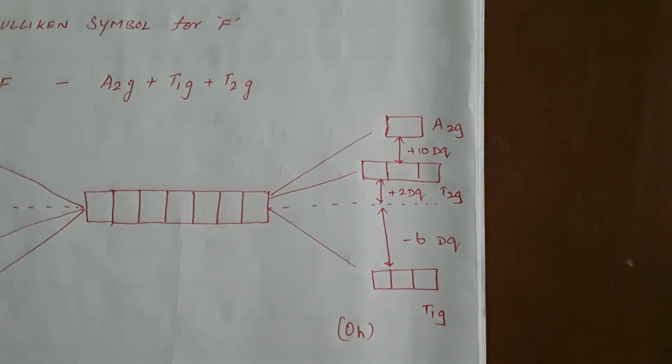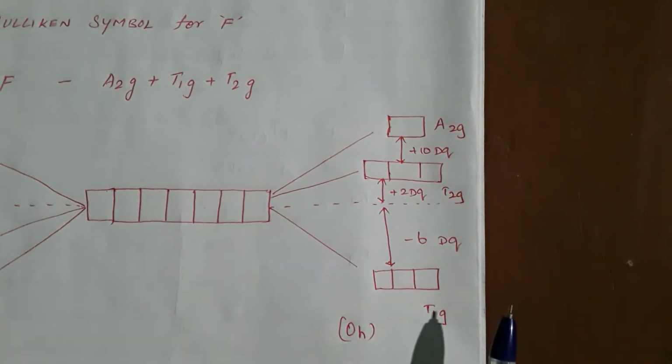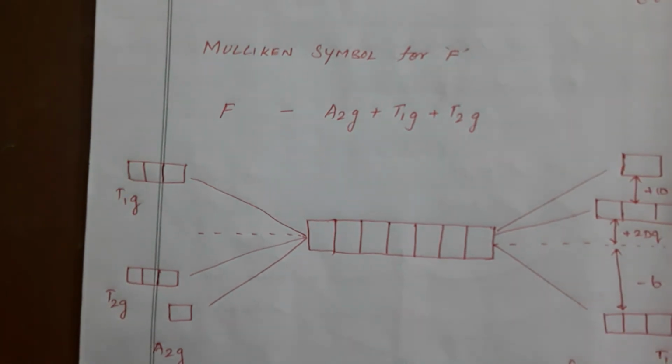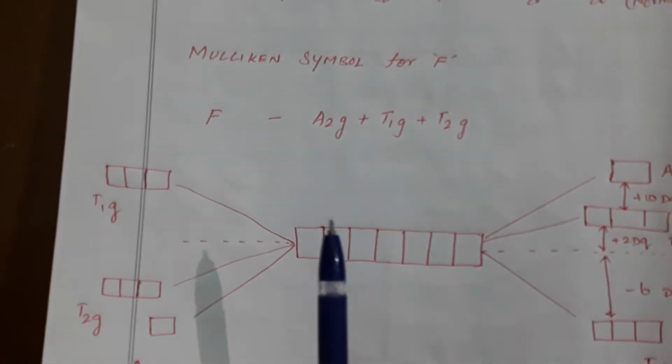So this is an octahedral field. We know that when it is reversed, it is called a tetrahedral field. Now you can see in the tetrahedral field, it is an inverse of that one. A2g is below, after that T2g, and above that it is T1g. So this is the representation of the F term. Now we will see how the splitting takes place.